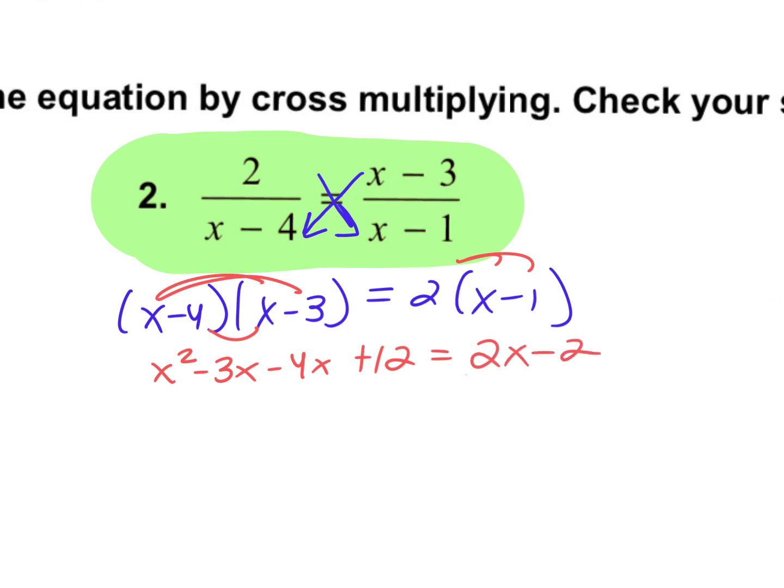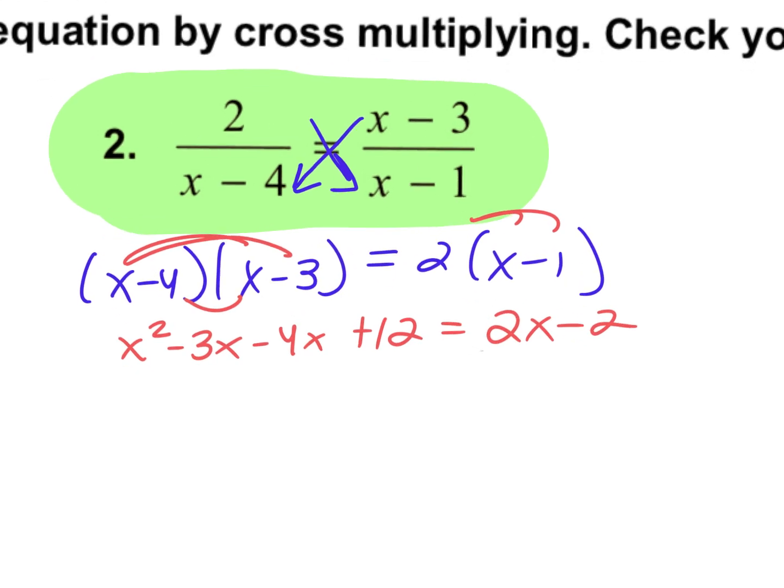What kind of a problem is this? When the highest exponent's a 2, what is this called? It's a quadratic. Good. How many answers am I going to get from this problem? 2. We want to move everything to one side. I'm going to go ahead and combine right here. So I have x squared minus 7x plus 12 equals my 2x minus 2.